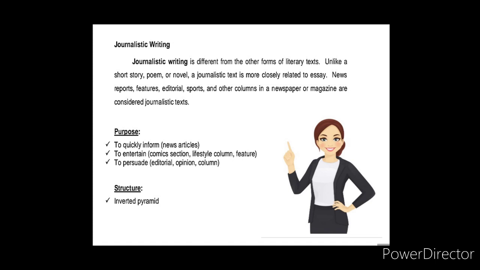Okay, let's proceed to the second type of text or writing, which is the journalistic writing. And this writing is different from the other forms of literary text. Unlike a short story, poem, or novel, a journalistic text is most closely related to essay. News reports, features, editorial, sports, science and technology, and other columns in a newspaper or magazine are considered journalistic text.